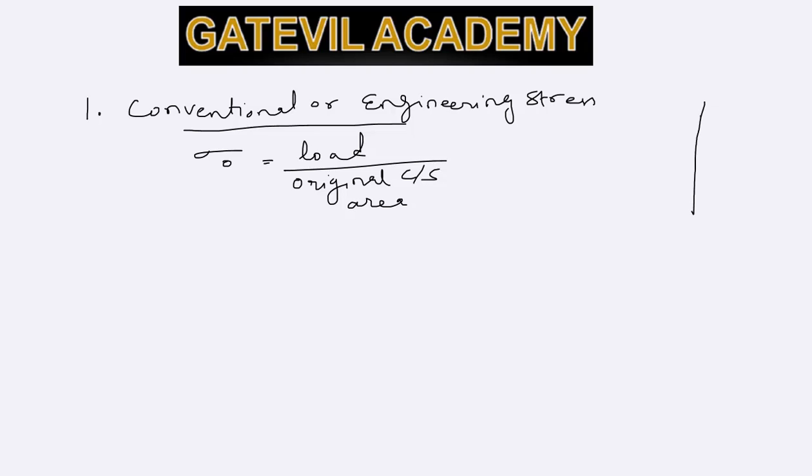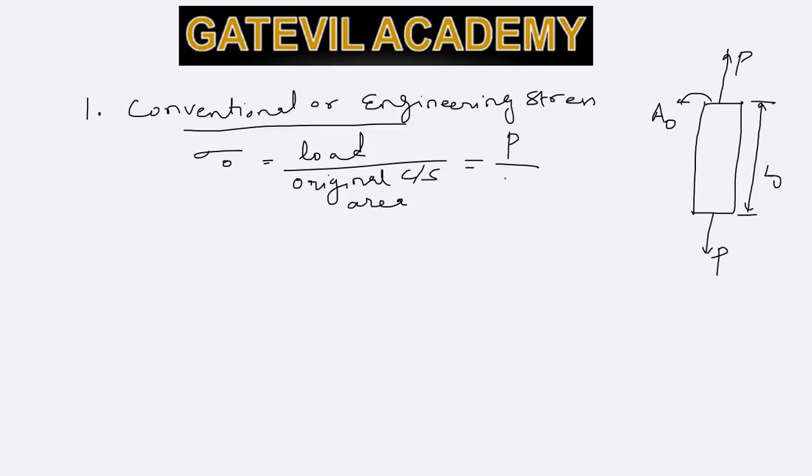So if we have a bar whose original cross-sectional area is equal to A naught and whose original length is equal to L naught, and at any time t the load acting at the ends is equal to P. So conventional or engineering stress sigma naught is equal to P divided by A naught. It is as simple as that. So the second term that we are going to define is true stress.